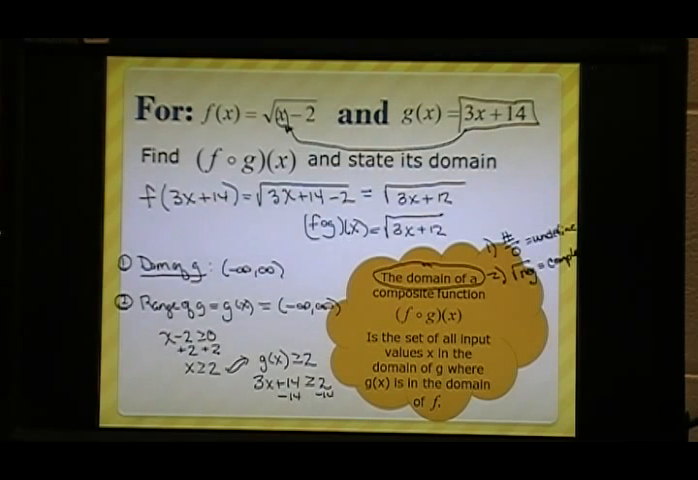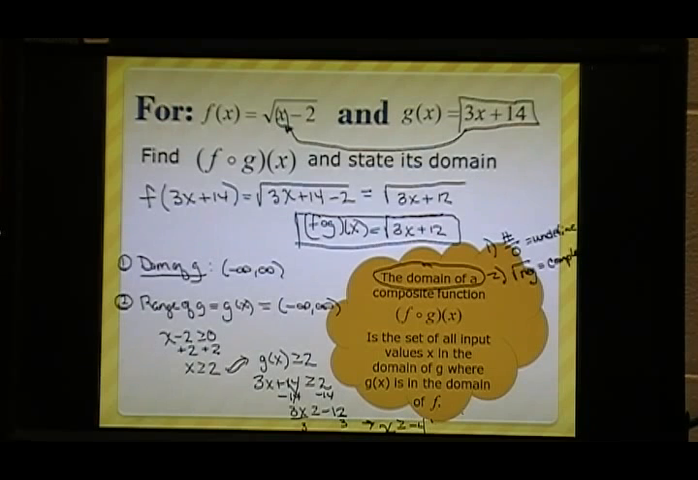Okay? So 3x has to be greater than or equal to negative 12. And if I divide both sides by 3, I get that x has to be greater than or equal to negative 4. Okay? So the domain of my composite function, so again, this was my composite function here, f of g of x equals the square root of 3x plus 12.